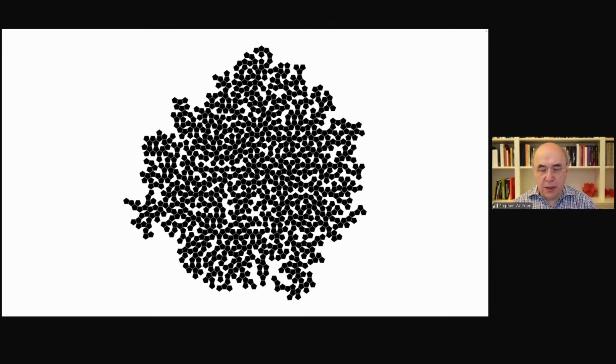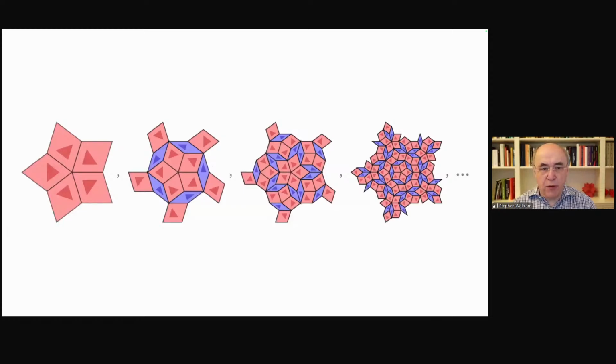Now, there's a question of, can you make something that looks random like this? So for instance, let's see if I've got an example here. I might have. This is a Penrose tiling.